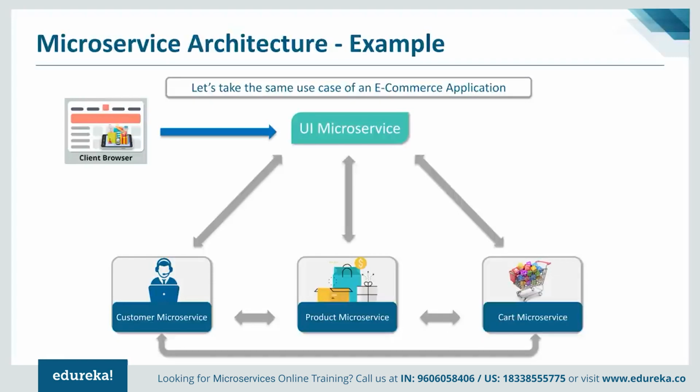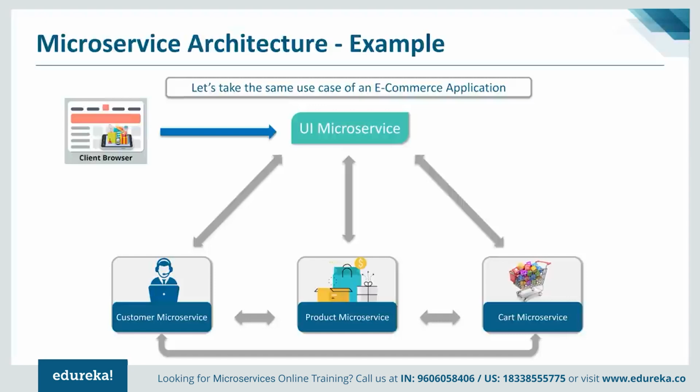Again, I'm going to take the e-commerce site example. Now, if you remember, in monolithic architecture, all the components were in a single module. But with microservice architecture, all the components are divided into separate modules, which communicate with each other using a well-defined interface, usually REST or messaging. The communication between the microservices is stateless, where each pair of request and response is an independent transaction. Because of this, microservices can communicate effortlessly.